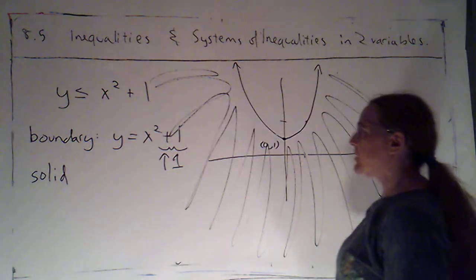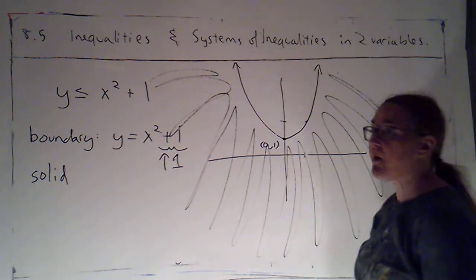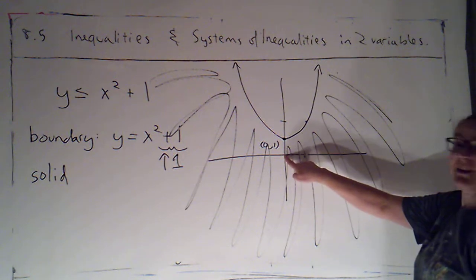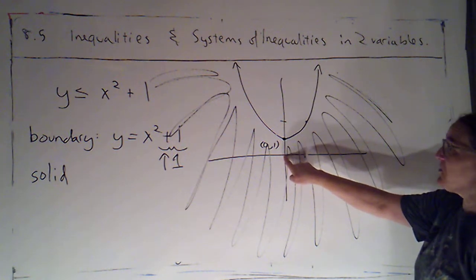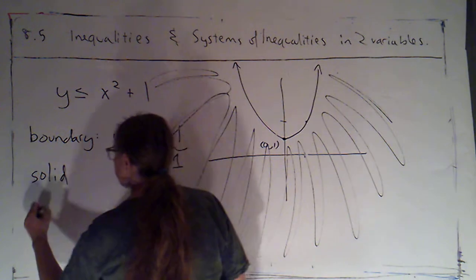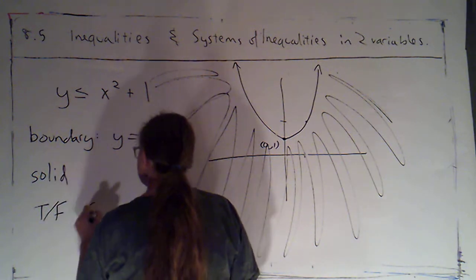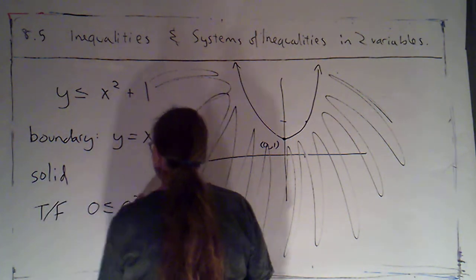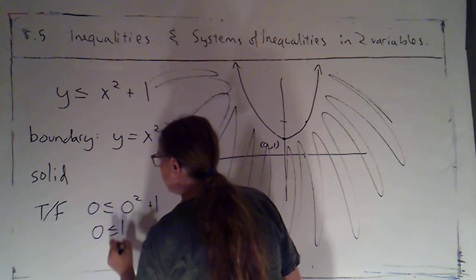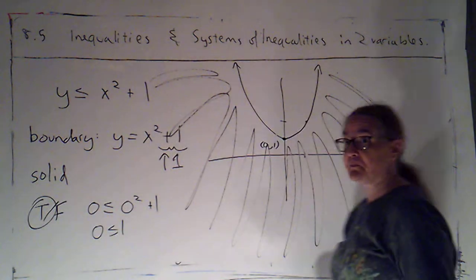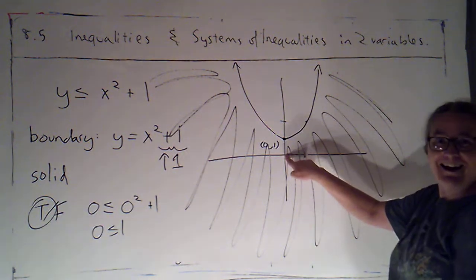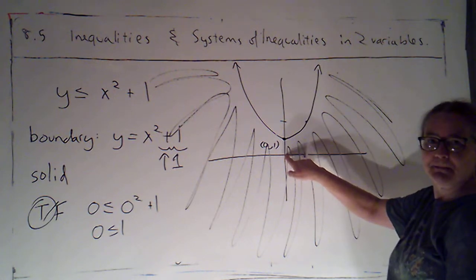If you feel more comfortable with a test point, certainly possible to do. Notice I could pick the origin. If I pick the origin, it becomes a true-false. 0 less than or equal to 0 squared plus 1, 0 less than or equal to 1, that would be true. And you'll notice we shaded the side that contains the origin.